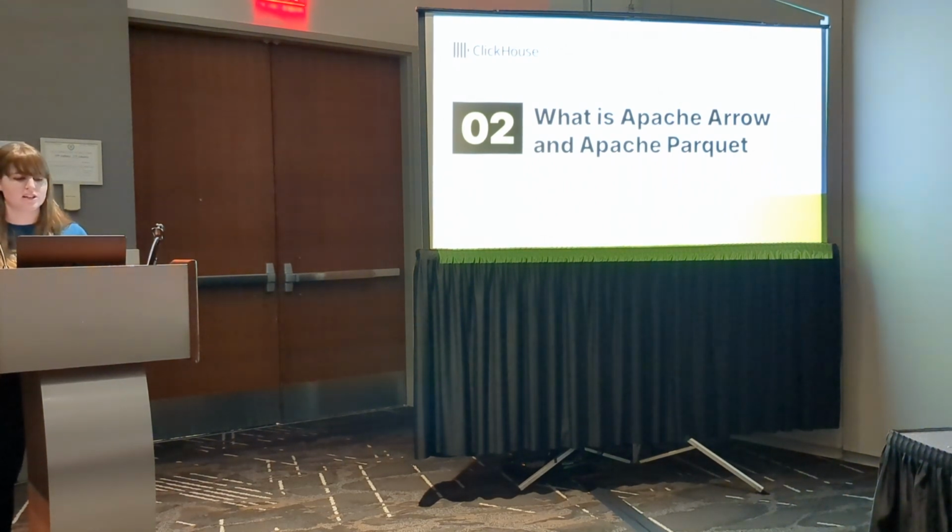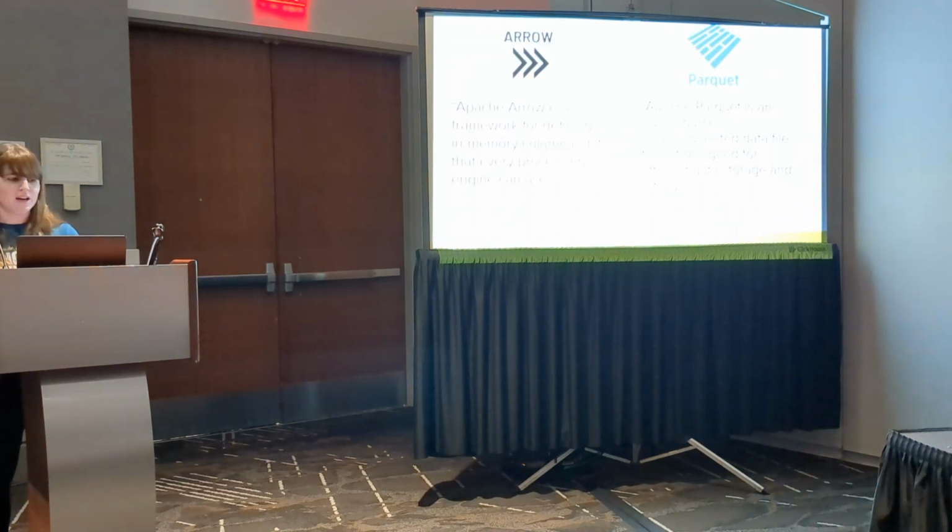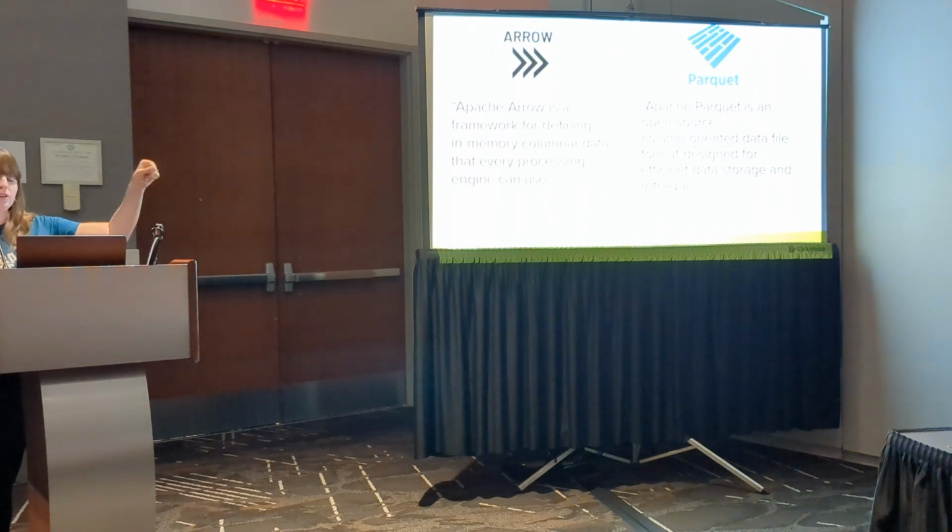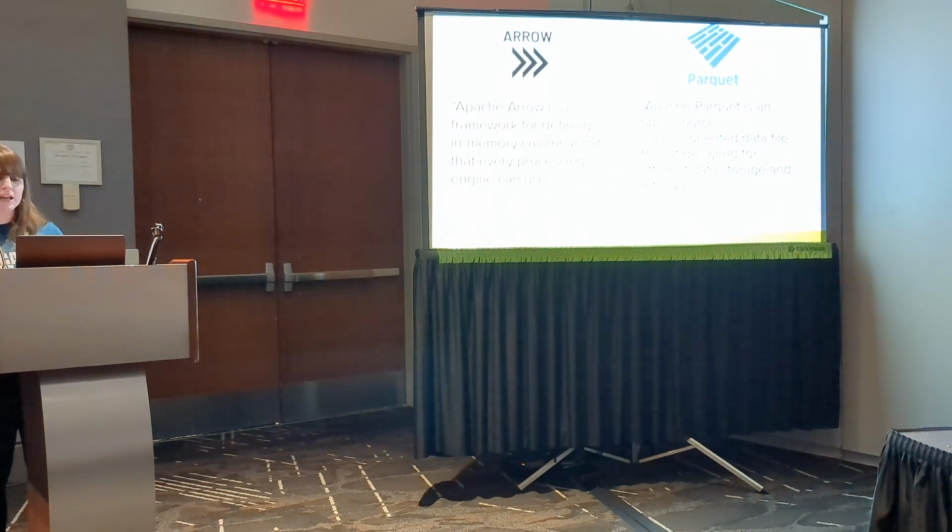So let's go ahead and get into Apache Arrow and Apache Parquet. Apache Arrow is a framework for defining in-memory Columnar data that every processing engine can use, and this is specifically being used by most of the big ones at this point in time. They're either using it under the hood in certain ways, or they're using it to do file data transfer, including Clickhouse. Again, I'll show a slide that shows a bunch of them. And then Apache Parquet is an open source column-oriented data file format designed for efficient storage and retrieval.